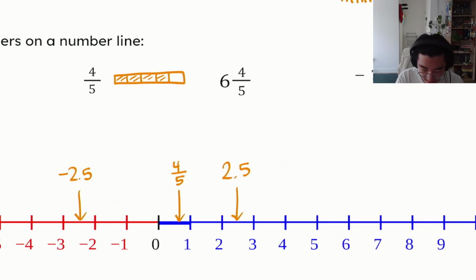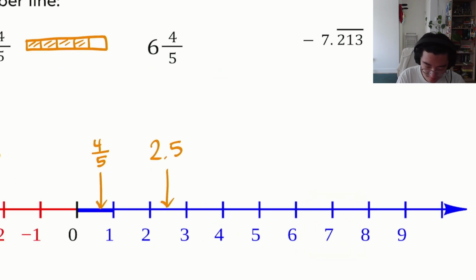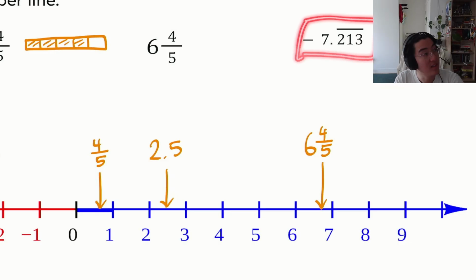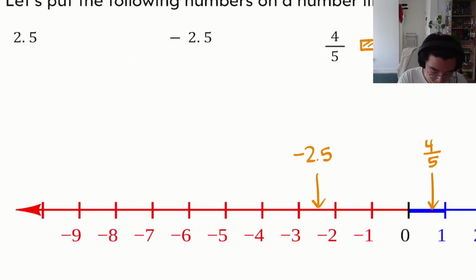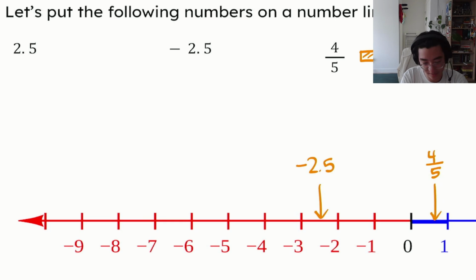How about 6 and 4 over 5? All right, so we look at a big number, 6. We know for sure it's going to be somewhere here, between the 6 and the 7. And because we have a fraction here telling us it's 4 out of 5, with this mixed number, this will go somewhere right here. So it's a bit after 6, but more specifically 4/5 of the way to 7. And lastly, negative 7 point something. We know for sure it's going to be somewhere in this little category. It's going to be more negative than negative 7.